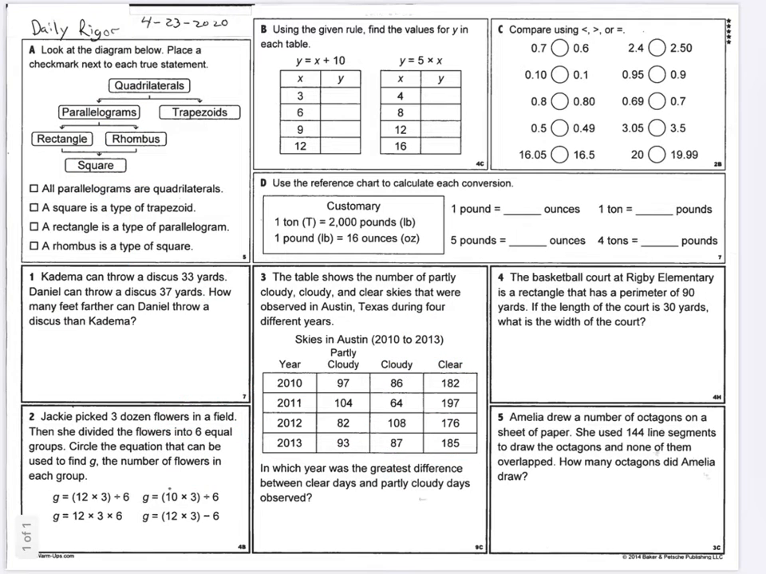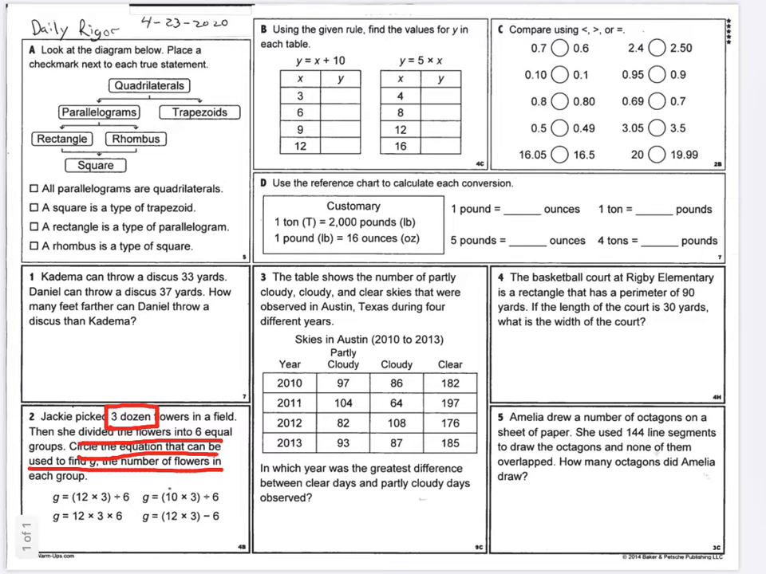Okay, number 2, Jackie picked 3 dozen flowers in a field. Then she divided the flowers into 6 groups. Circle the equation that can be used to find G, the number of flowers. Okay, so you're looking for an equation. She picked 3 dozen. How many is in a dozen? And then she divided into 6. So it's word for word. 3 dozen. So find out how many that is.